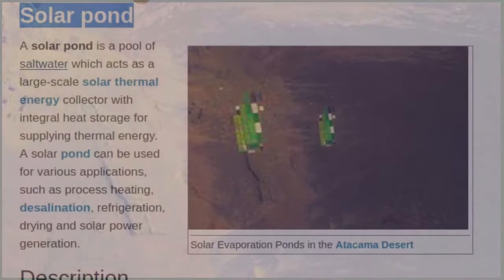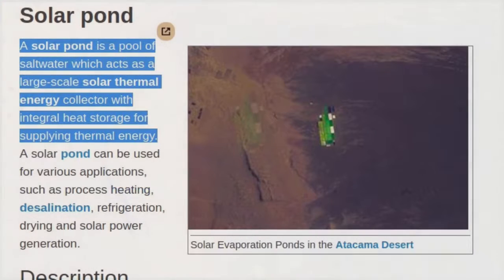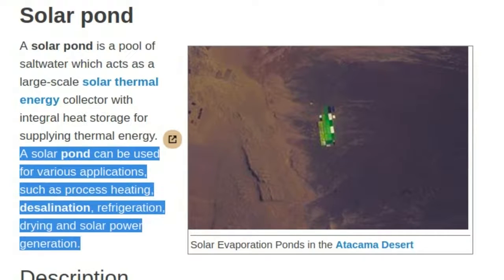Solar pond. A solar pond is a pool of saltwater which acts as a large-scale solar thermal energy collector with integral heat storage for supplying thermal energy. A solar pond can be used for various applications, such as process heating, desalination, refrigeration, drying and solar power generation.